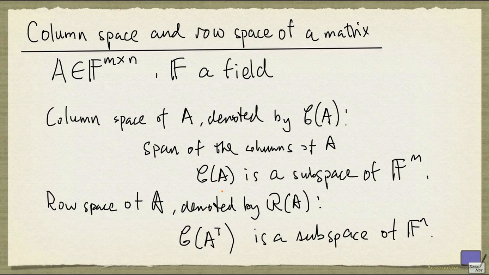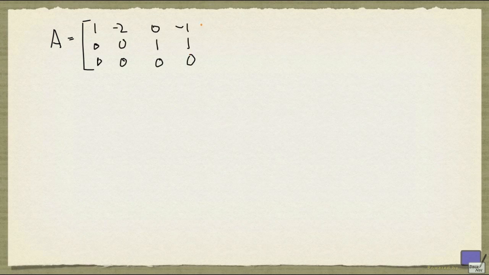We now look at an example to see how we can compute a basis for the column space of A and a basis for the row space of A. And we're going to look at two cases. The first case is when the matrix is in reduced row echelon form. Let's take this matrix A.